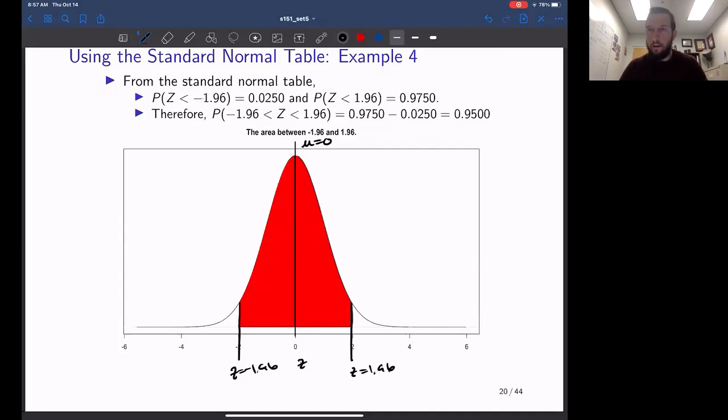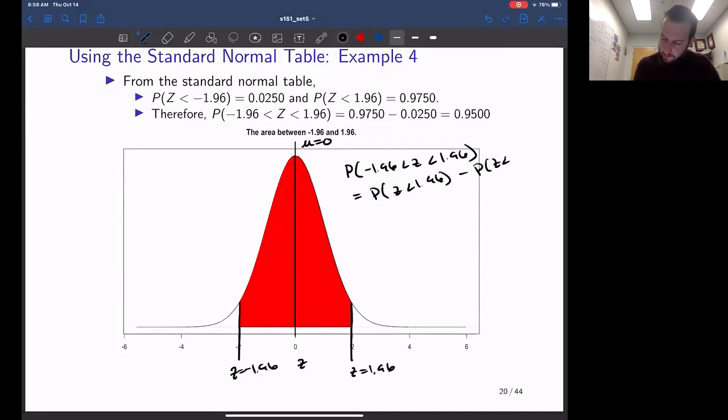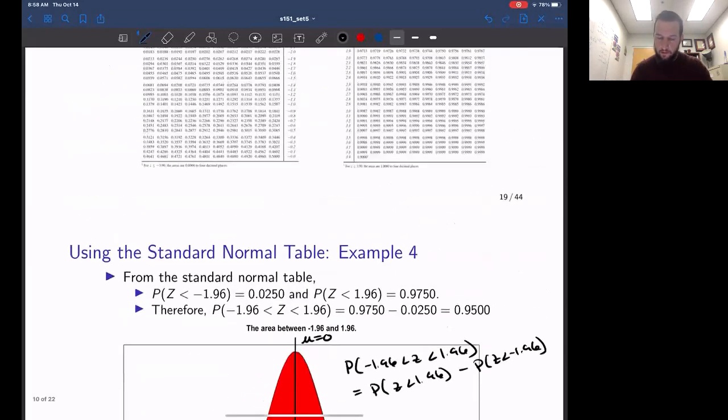To do this, the first thing I can do is recognize that the probability that negative 1.96 is less than Z is less than positive 1.96 is equal to the probability that Z is less than 1.96 minus the probability that Z is less than negative 1.96. This is the same technique we talked about in one of the introductory examples for the lecture set. So these are both areas to the left. I have the area to the left of positive 1.96 and the area to the left of negative 1.96. So I go to my standard normal tables.